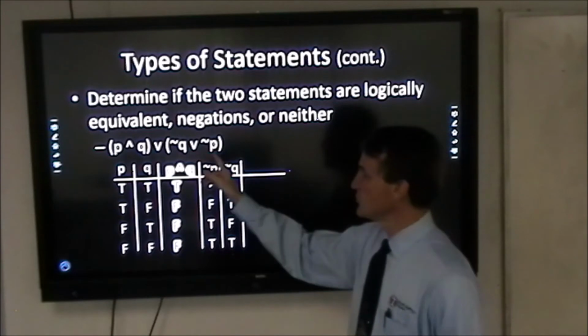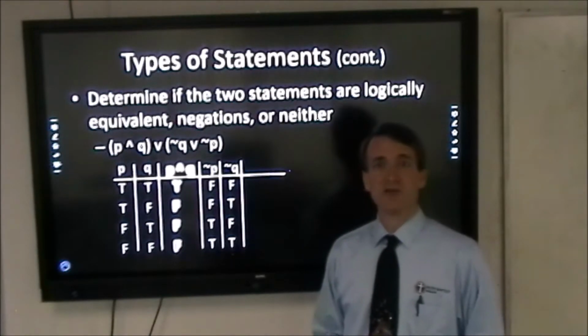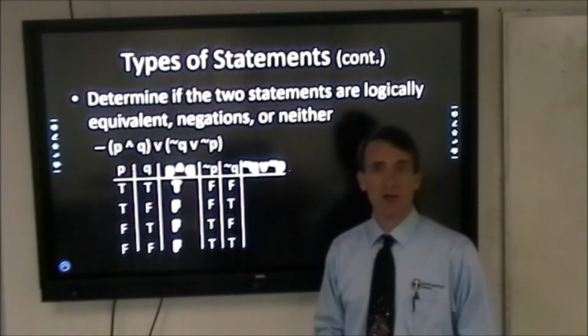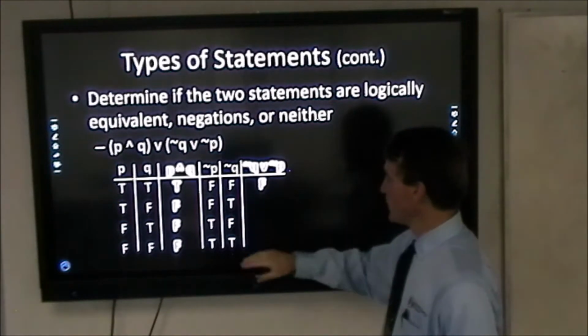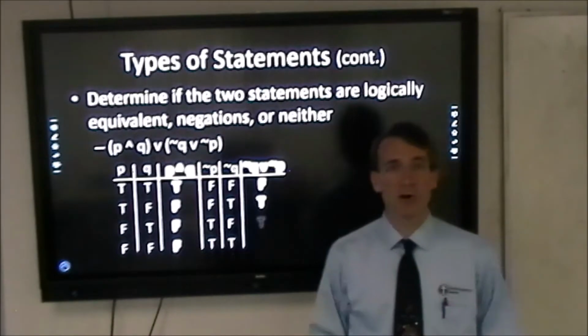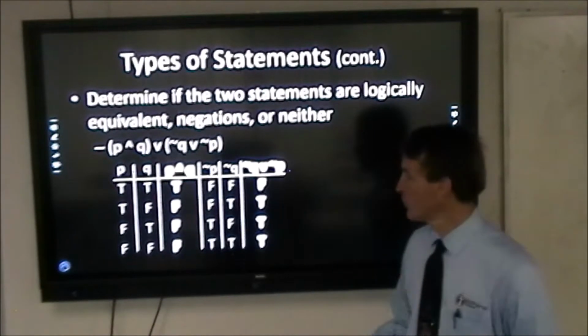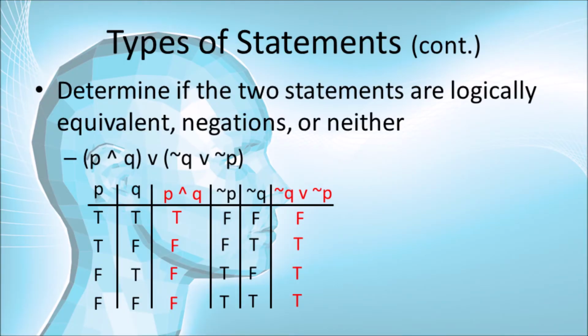Now I'm going to put those two statements together with an OR. So if either statement is true, then my final outcome is true. In the first row, they're both false. In the other three rows, I have at least one of them being true. Therefore, it's going to be false, true, true, true.